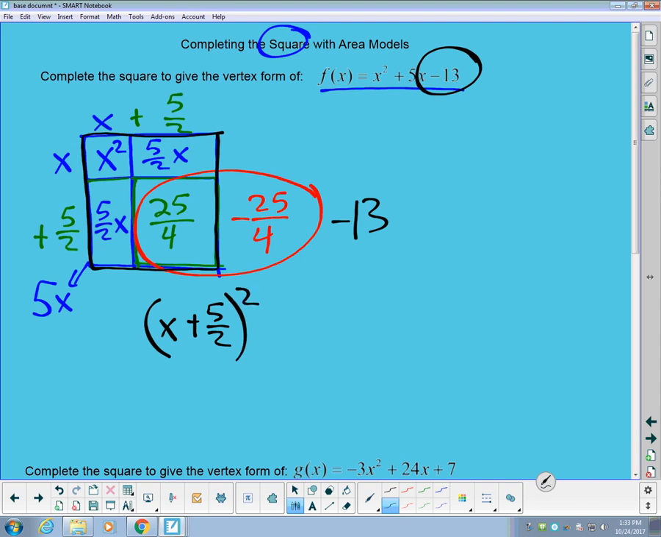And since it's that same on both sides, since the area of a square is s squared, then that is x plus 5/2 squared. And then to that, I'm going to add on this part that's out here, this negative 25/4 minus 13. So minus 13, of course, is minus 52/4. So I have negative 52/4 minus 25/4 is negative 77/4.